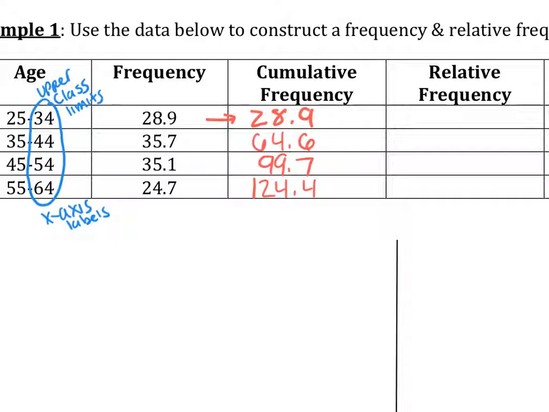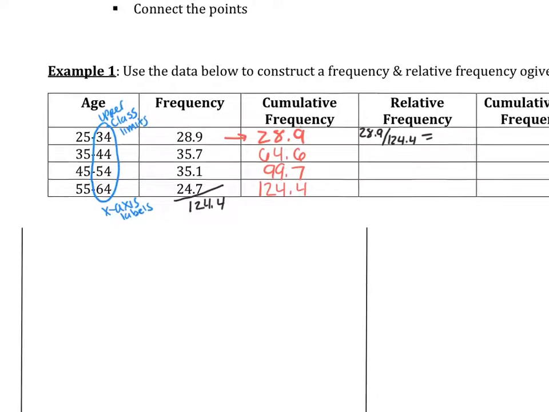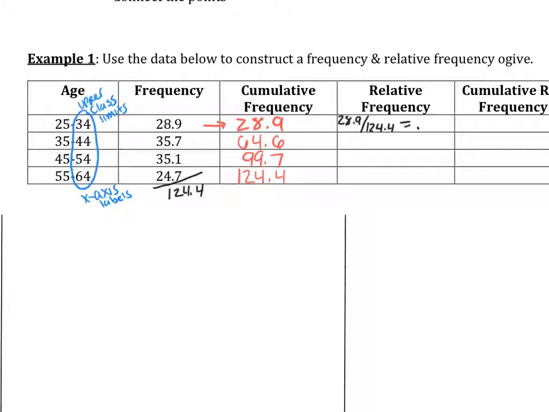Okay, so this is like what we did on Thursday. Just keep adding as you go down. Then relative frequency is where we take our frequencies divided by the total. So if we add up all our frequencies, we get our 124.4. So you would do the 28.9 divided by 124.4, and so on. You do that for each frequency. We've done this before. You get 0.23, 0.29, 0.28, and 0.20.